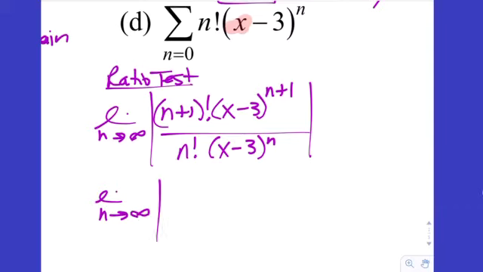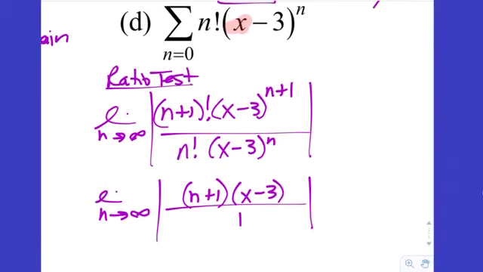Okay, now we do the fun part. We simplify. N plus 1 factorial is n plus 1 times n factorial. So it just is left with an n plus 1. And there's one more factor of x minus 3 in the top and the bottom. So that's all we're left with, all that over 1. So again, that simplifying part, if you're not sure what I'm doing there, I would recommend coming into tutorials and I'll talk you through it, because that's kind of the fun part and the critical part, really.